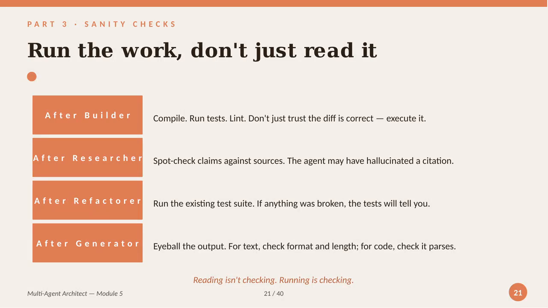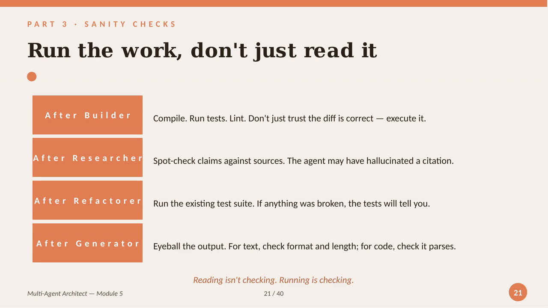Sanity checks. Beyond schema validation, run the actual work. After a builder agent, compile the diff. Run the test suite. Lint the changed files. Don't just read the diff and trust it's correct. Execute it. Builders hallucinate sometimes. Tests don't.